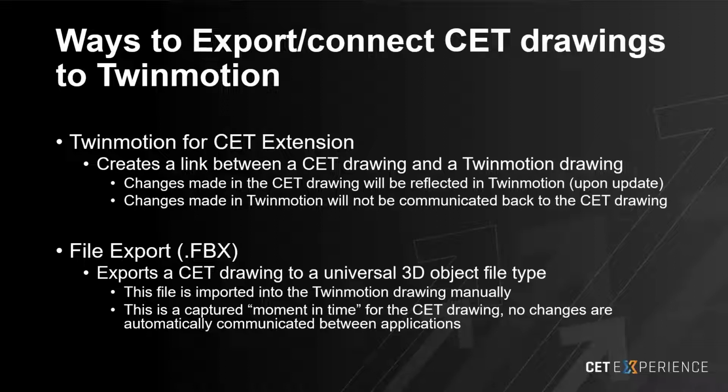The other method is to export a CET drawing to a Twinmotion compatible file. It's an FBX file. This export process is really similar to how you would export a CET drawing to a CAD file, so it's probably familiar to most people. This export is a captured moment in time, so any changes made in the CET drawing do not automatically update into Twinmotion.